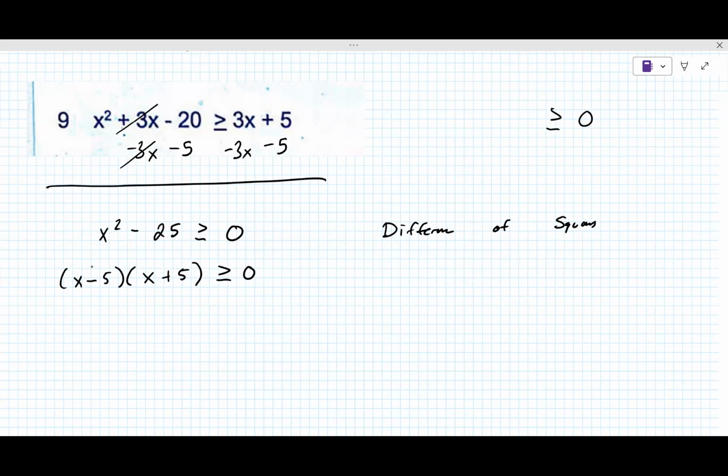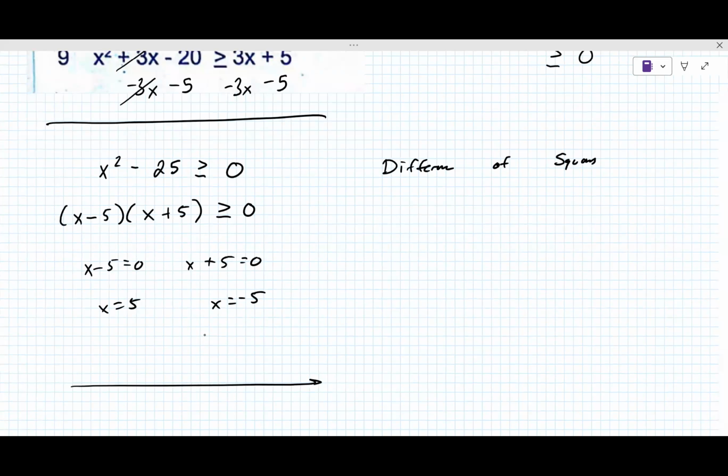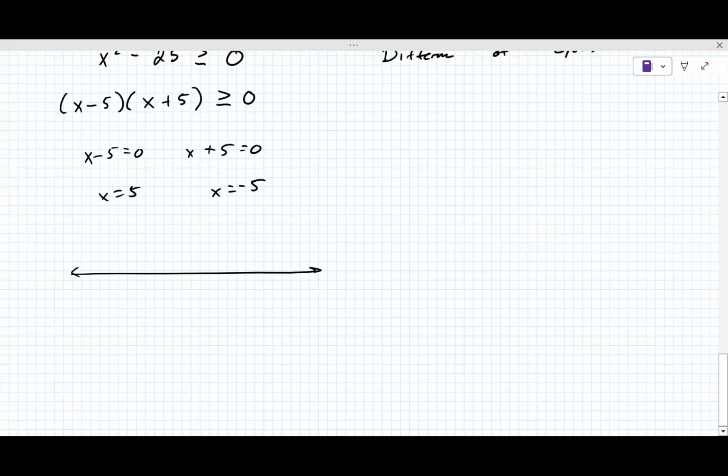You've got them down. What's the next thing to do here? X minus 5 equals 0 and then x plus 5 equals 0, which would be x can equal positive 5 and negative 5. Okay. So I want you to make your number line, test your points, and let me know what you come up with. You get to pick the points this time. I just want to know whether it's positive, negative.